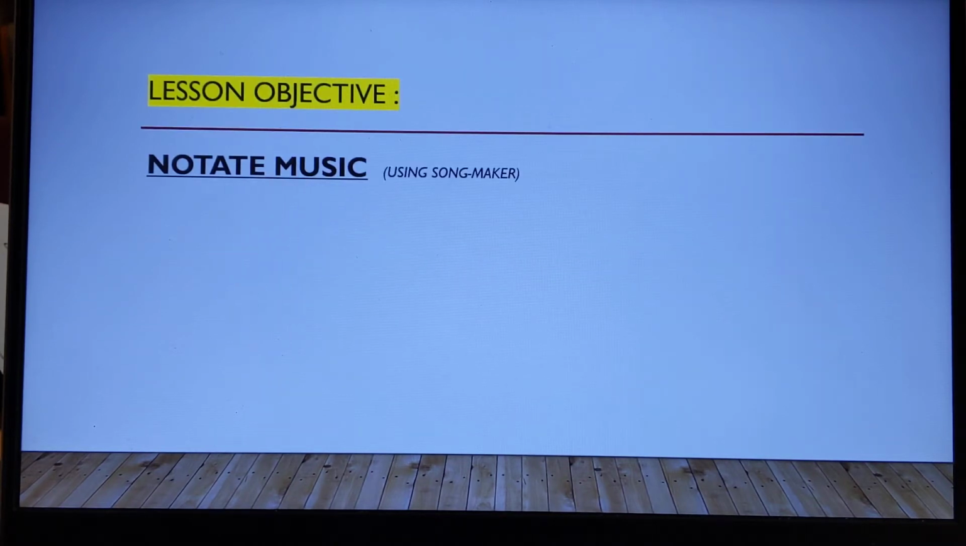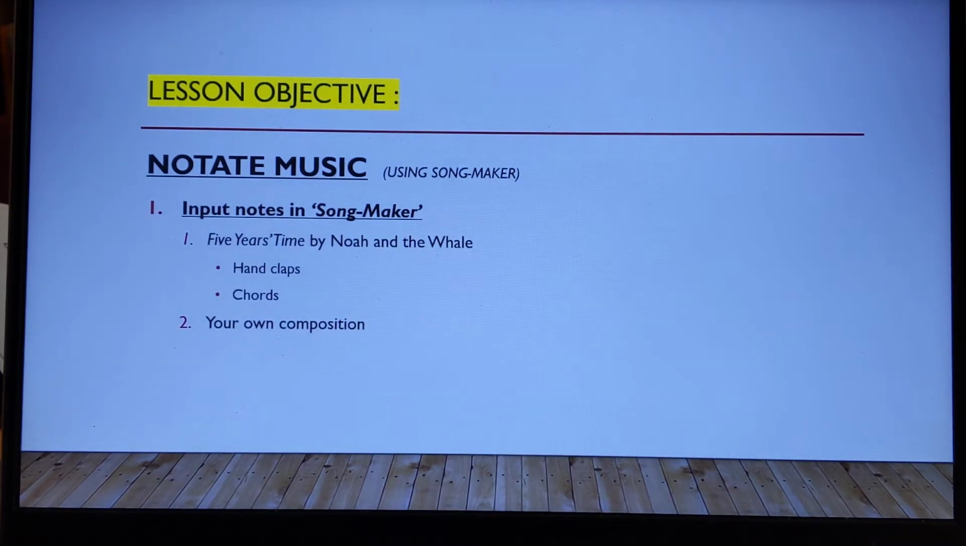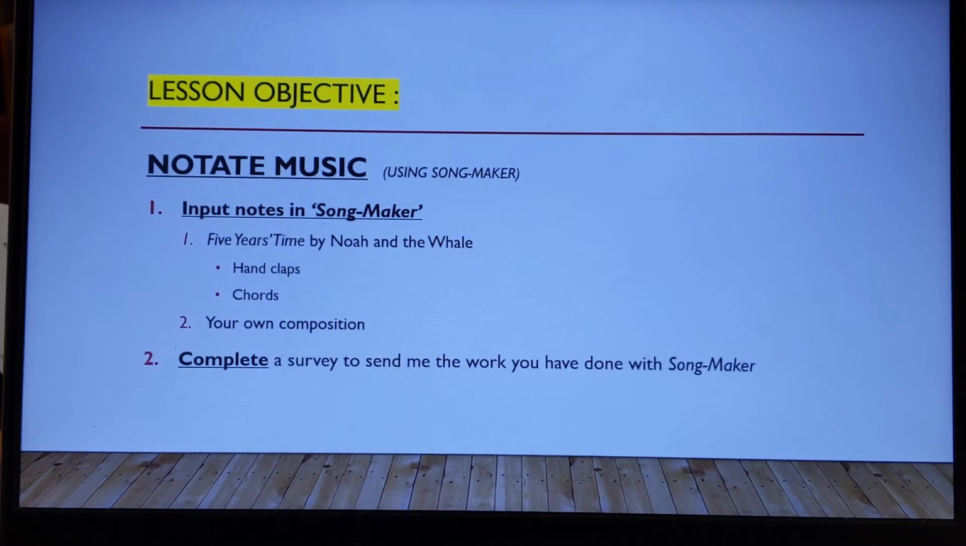The lesson objective today is to notate music using this week not MuseScore but a new program called Songmaker. And you're going to input notes in Songmaker for the piece 5 Years Time by Noah and the Whale. You'll remember that from last time. Two things, the hand claps and the chords. And then you're going to make your own composition. And you're going to complete a survey to send me the work you've done with Songmaker.